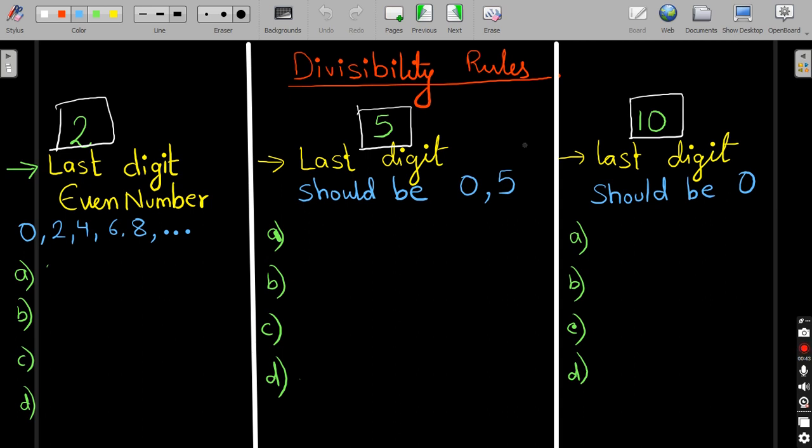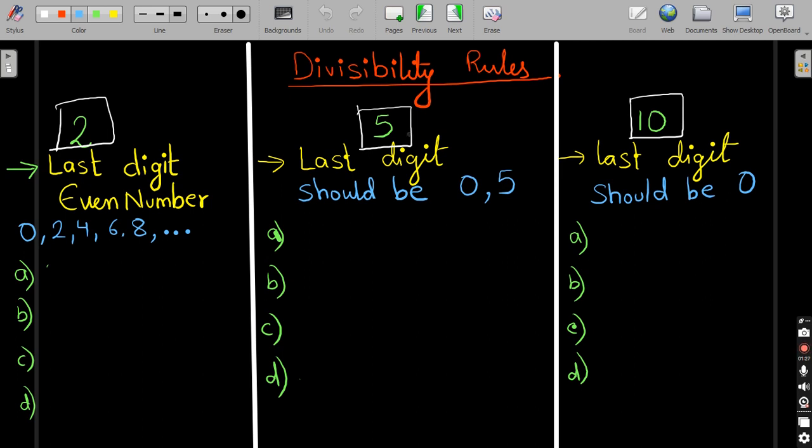For the divisibility criteria of 2, 5 and 10, we should focus only on the last digit. For example, for the divisibility rule of 2, we should check the last digit; it should be an even number. Even number means a number that is divisible by 2, or else we can remember 0, 2, 4, 6, 8, 10 and so on. The remaining numbers, for example 1, 3, 5, are known as odd numbers. So first we need to consider the last digit; if it is an even number, then we can directly say that the number is divisible by 2.